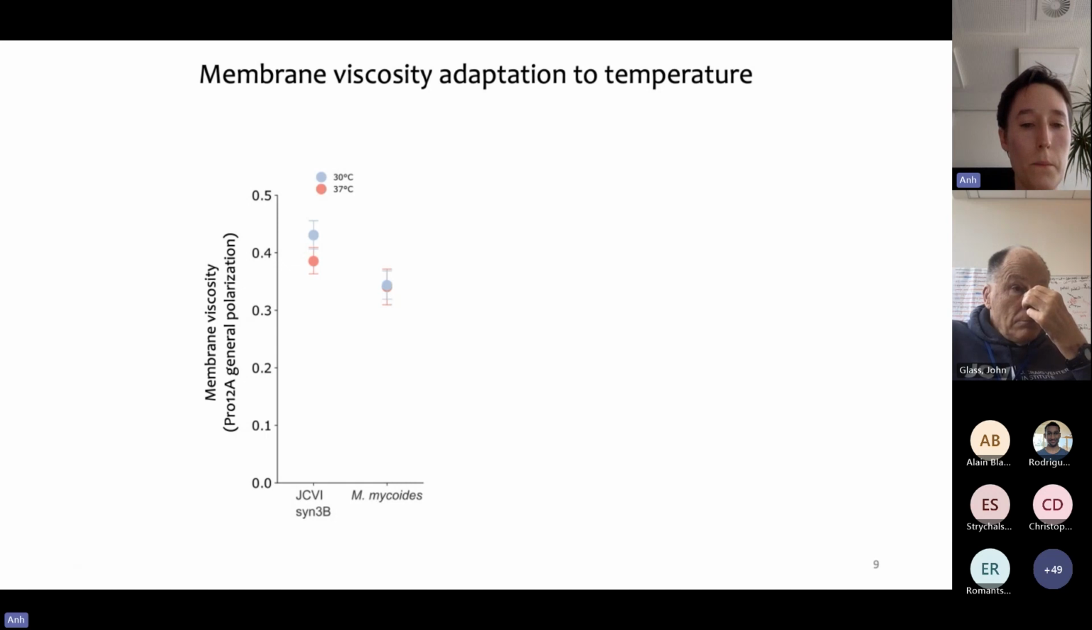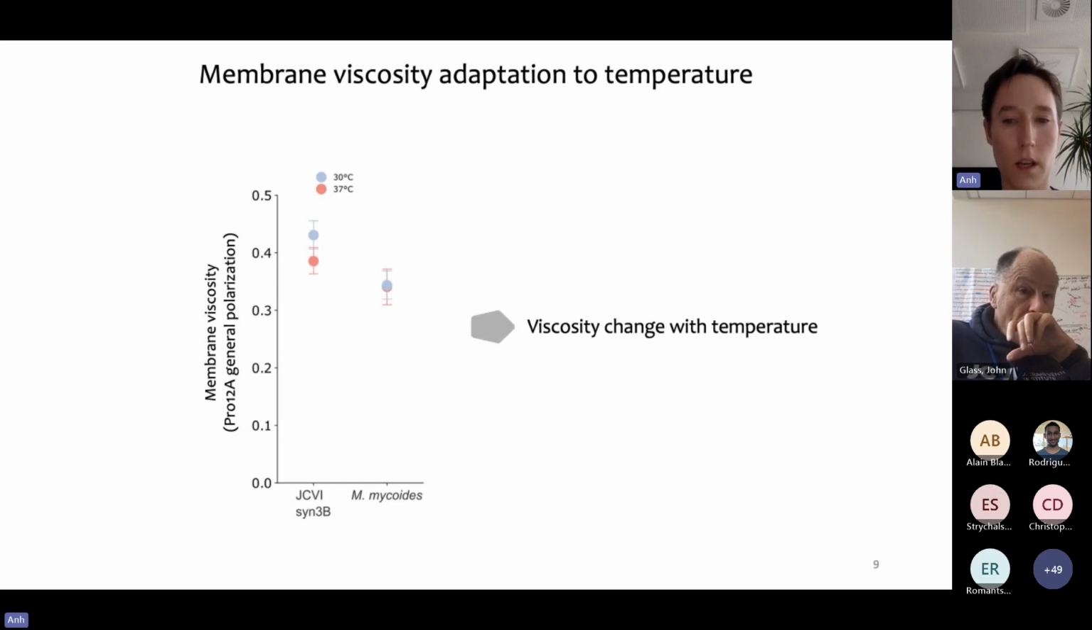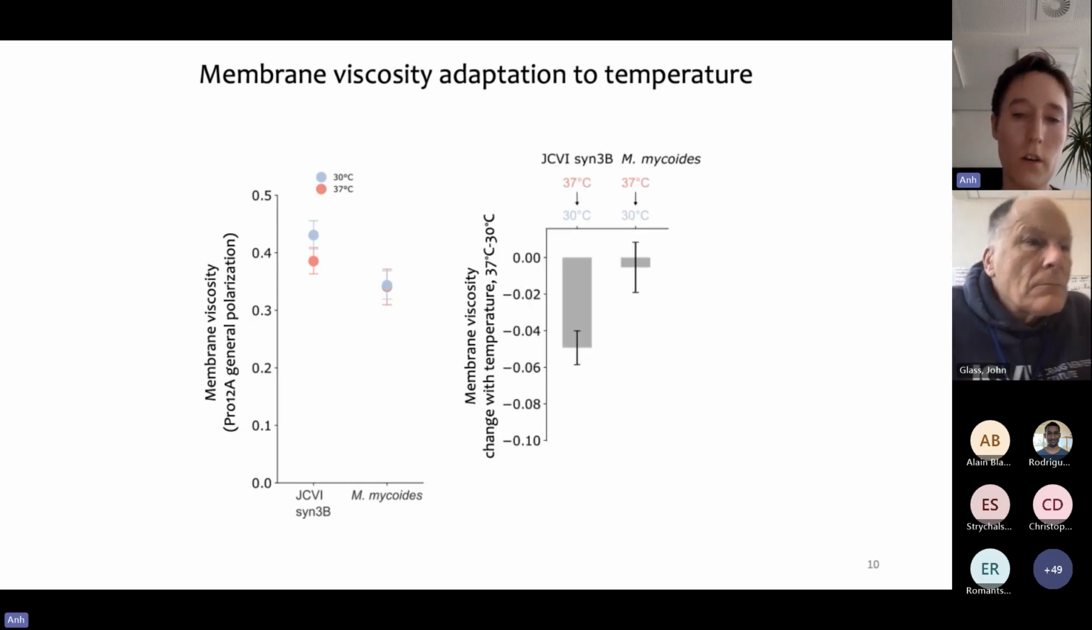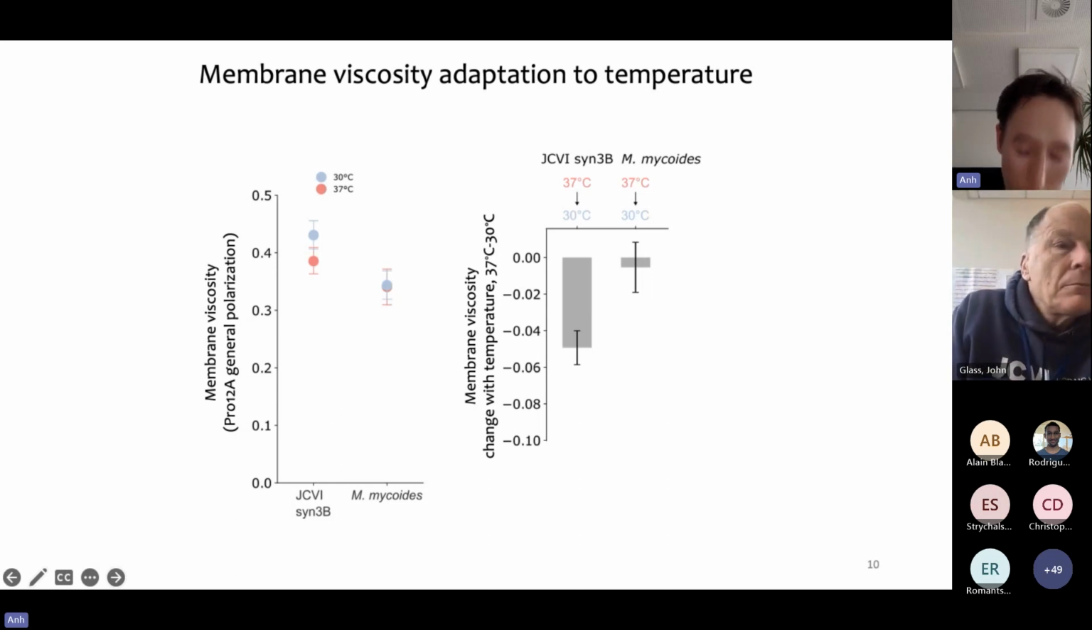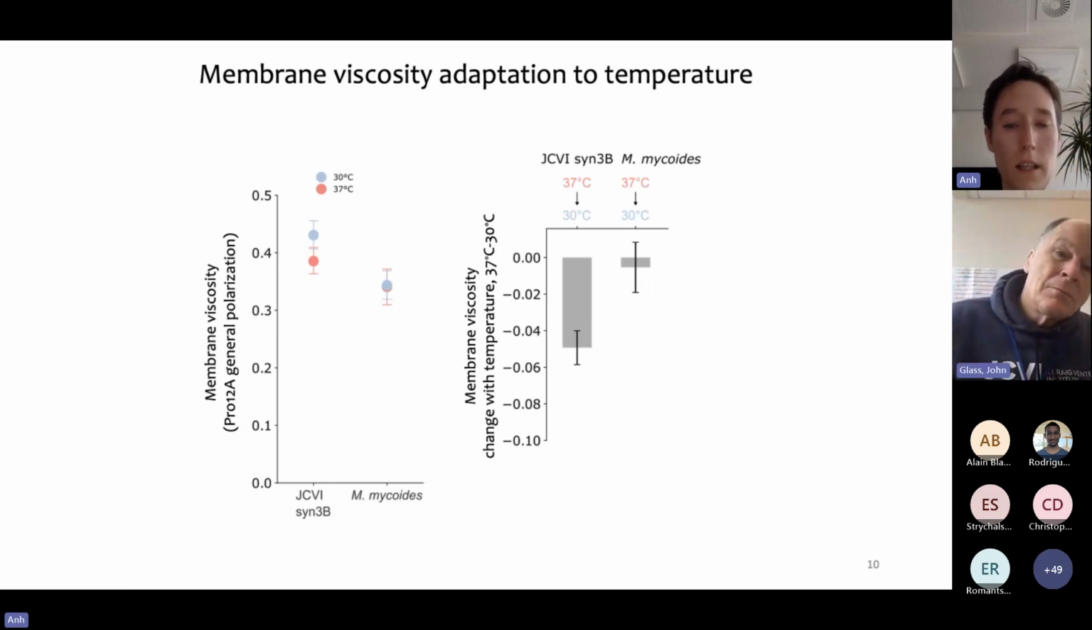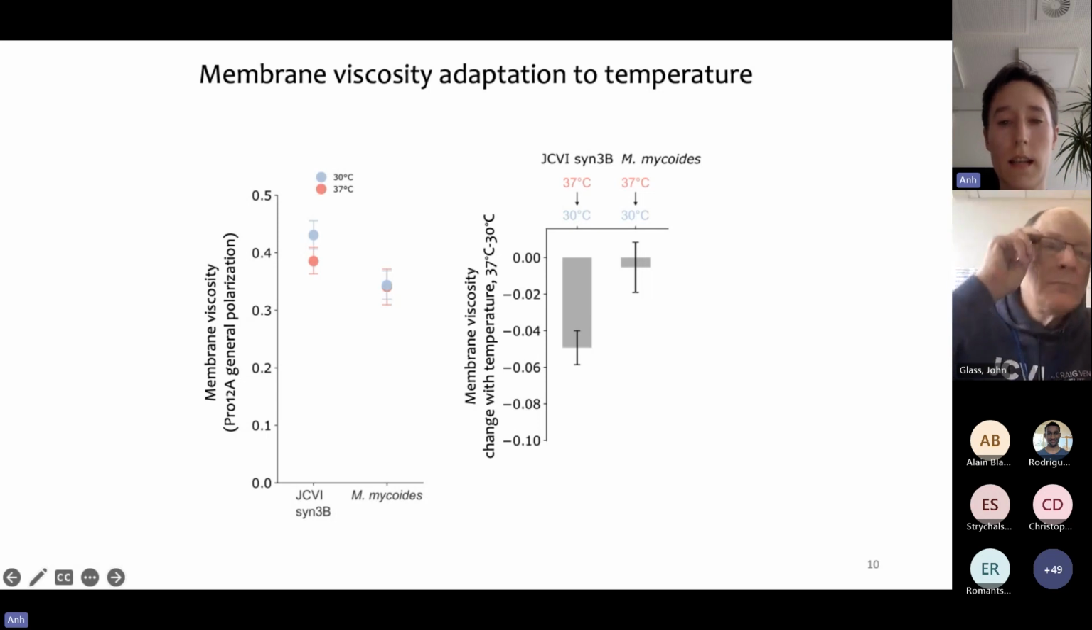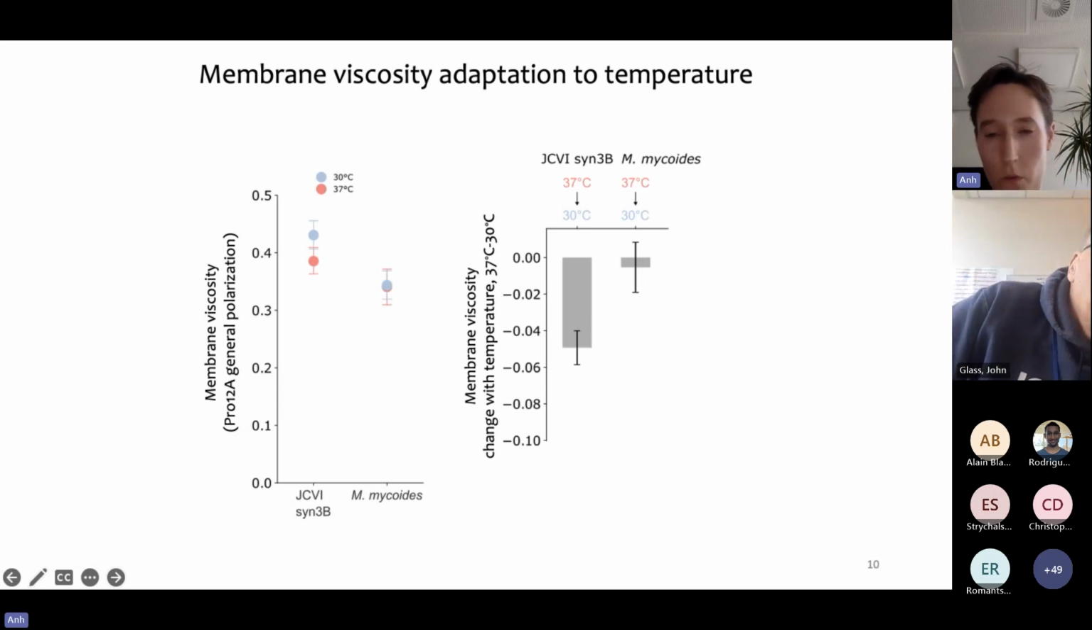So we measured the membrane viscosity of both Mycoides and the minimal cell at these two temperatures and looked at how this viscosity changes with temperature. If we plot the relative changes of membrane viscosity, what we see is that for Mycoides, there is pretty much no difference. At both 37 and 30 degrees, the membrane viscosity remains pretty much constant, while for Syn3B, it's quite a significant change, which is several folds higher than for Mycoides.